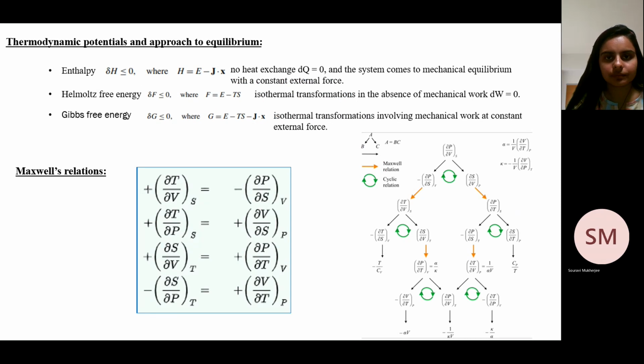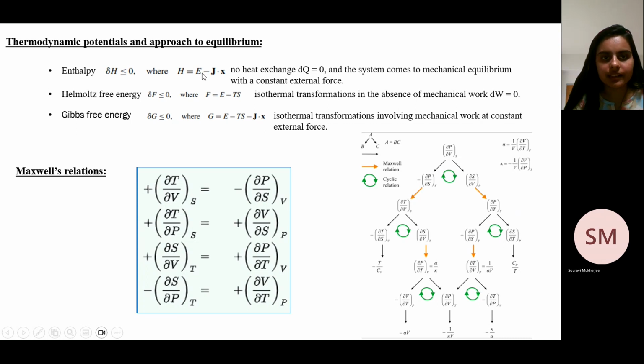And then what we did is that from there, we understood that now we can define our system, or especially how the system approaches equilibrium, in terms of different potentials. Okay, so just like we can say that when a system goes to stable equilibrium, it tries to minimize its energy. Similarly, depending on what your system is, you can have different types of thermodynamic potentials, and that can tell you how the system is approaching equilibrium. So if you have no heat exchange in a system, and the system comes to mechanical equilibrium with a constant external force, in that case, you can define an enthalpy of the system.